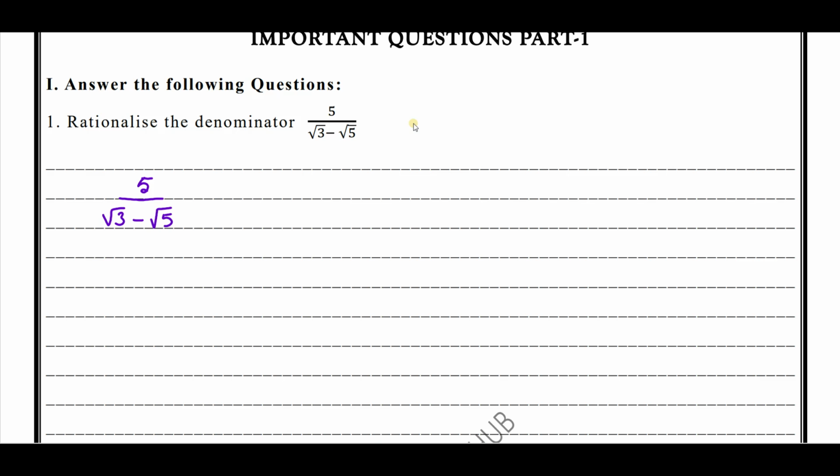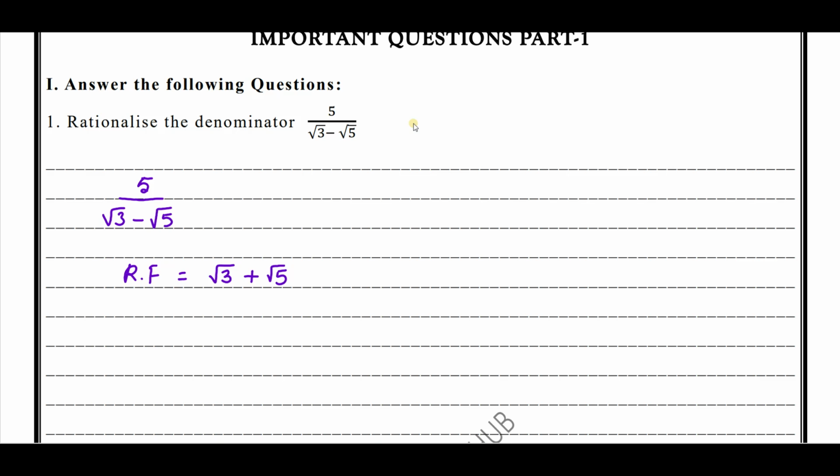Now we should find out the rationalizing factor. What is rationalizing factor? It is just the opposite sign of the denominator, root 3 minus root 5. So rationalizing factor will be root 3 plus root 5. So RF equals what? Root 3 plus root 5.